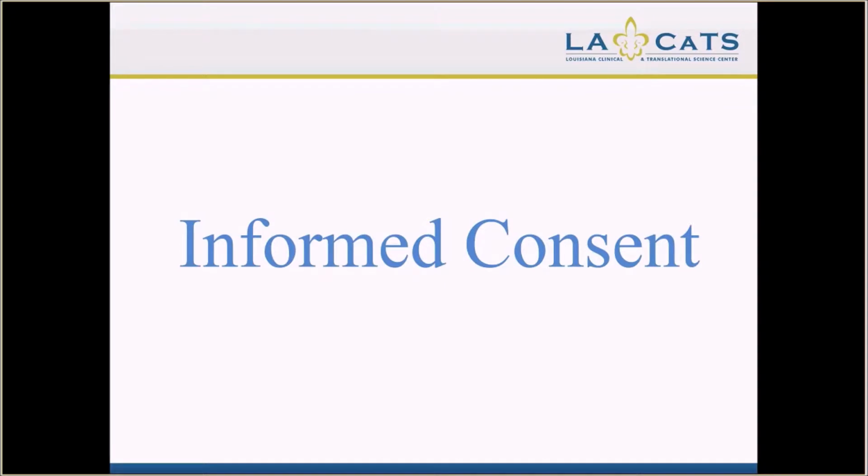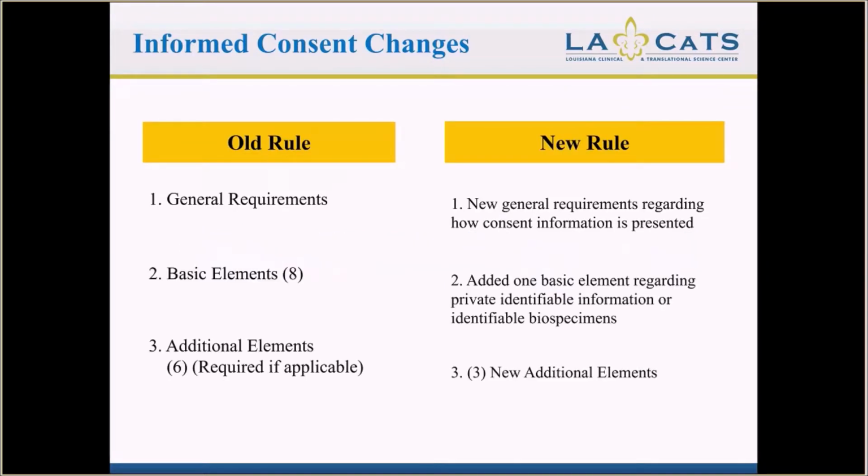Informed consent. Under the old rule, there were 8 basic elements and then 6 additional elements if they were required. Under the new rule, there is new information about how the consent form is presented. We've added an additional basic element regarding private identifiable information or identifiable biospecimens, and then 3 new additional elements.